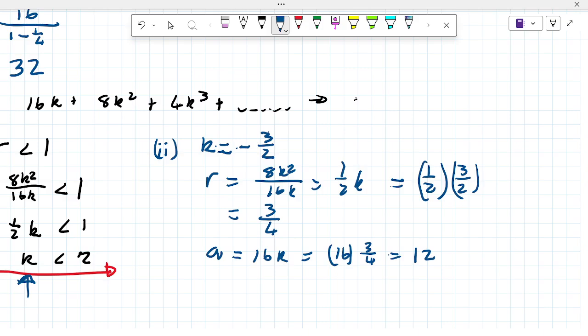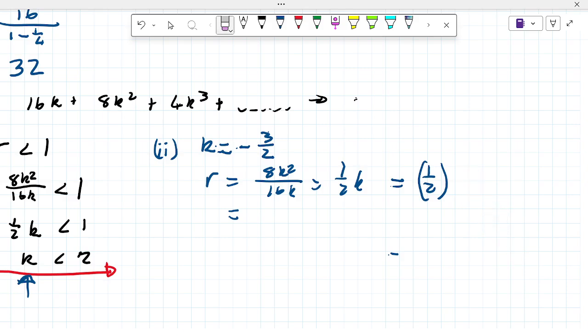No, that's not correct. You know what? Just hold on. That's wrong, and I'm going to show you now why it's wrong. Because K is not 3 over 2. K is minus 3 over 2. Okay? It's minus 3 over 2. So that means R is minus 3 over 4.